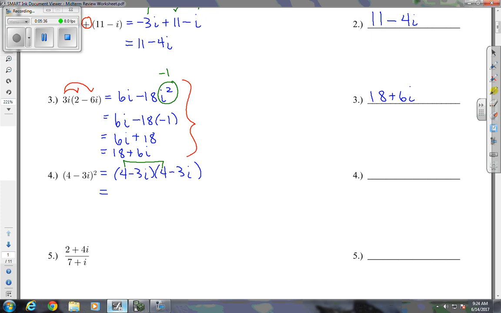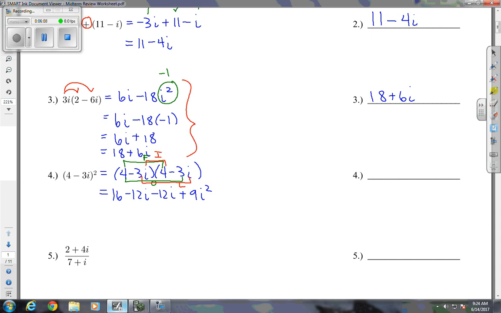We have 4 times 4, which is 16. That's our first terms. Let's work on our outside terms. We have 4 times negative 3i, which is negative 12i. Our inside terms, we have negative 3i times 4. That's going to give me another negative 12i. And then finally, for our last terms, we have negative 3i times negative 3i gives us plus 9i squared.